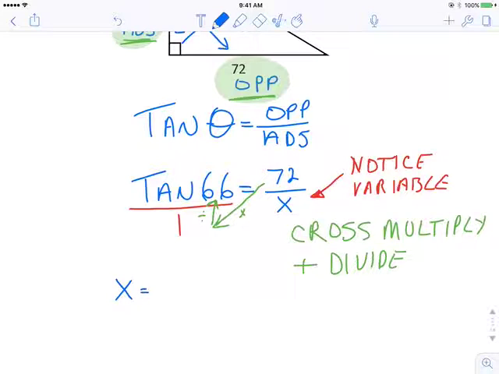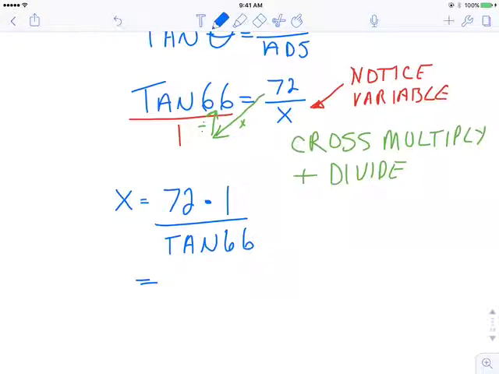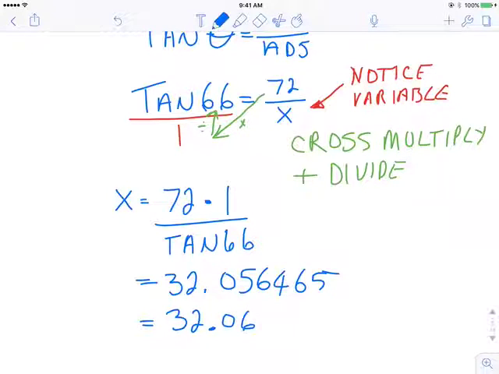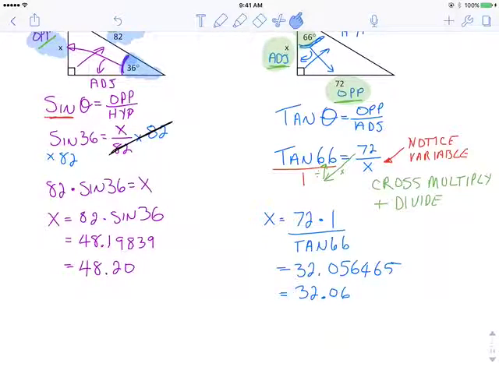X is equal to 72 times 1 divided by tangent 66. Put that into your handy dandy calculator. You get 32.056465, which is going to be equal to 32.06. And you'd be done. Now, cross multiply divide is not really proper mathematical steps.